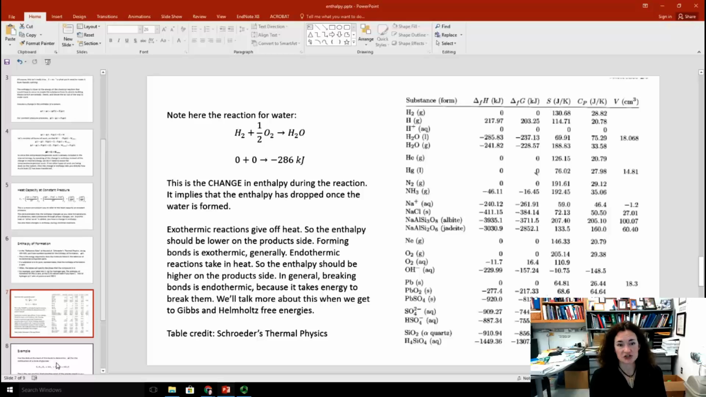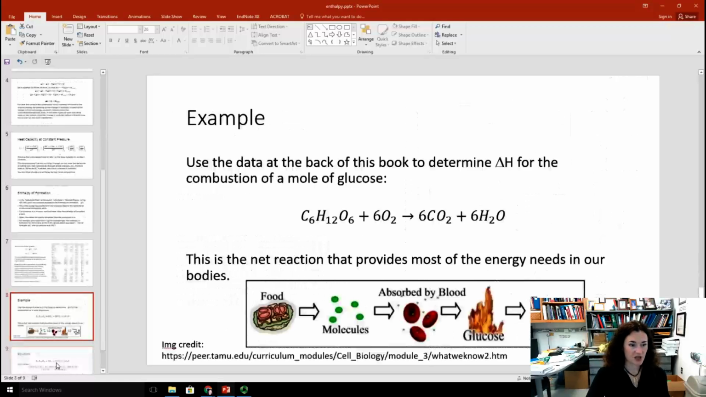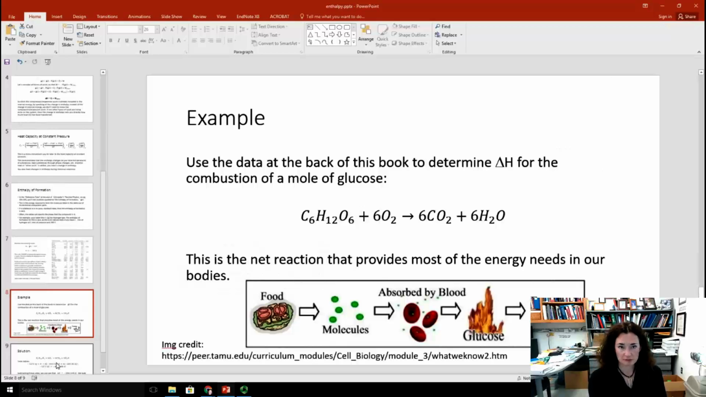The other kind of reactions are endothermic reactions. They take in heat. So if you're figuring out what the enthalpy is for that, then the enthalpy should be higher on the product side than it is on the reactant side. Now in general, breaking bonds is endothermic because it takes energy to break them. And of course, forming bonds is exothermic generally. But we'll talk a little bit more about endothermic and exothermic when we get to Gibbs and Helmholtz free energies in a later chapter.